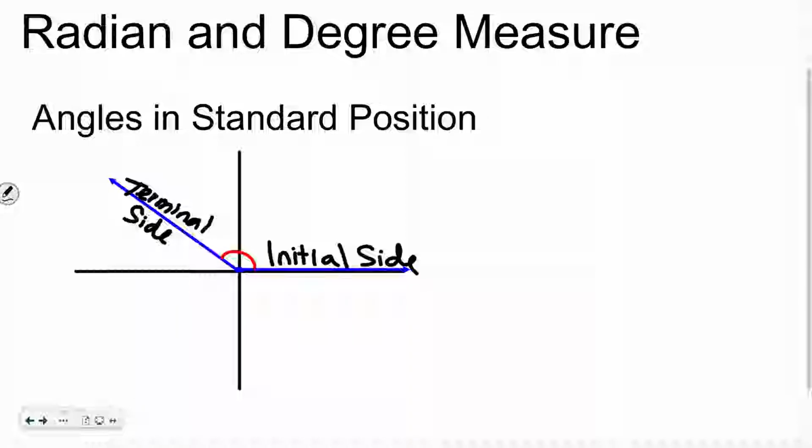Sometimes the terminal side may land on one of the axes, and then we call that a quadrantal angle, like if it's 0, 90, 180, 270, and so on. And you can even have the terminal side be the same as the initial side. So just make note of that. If your angle opens counterclockwise, it's a positive angle.